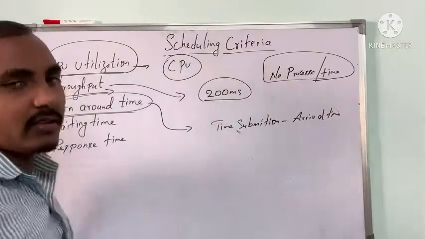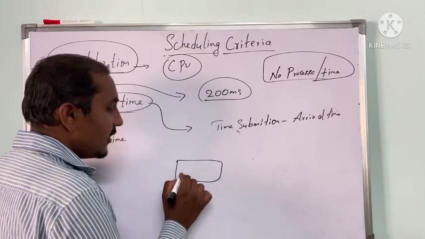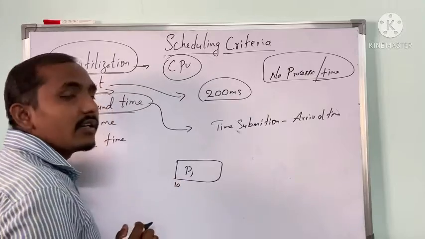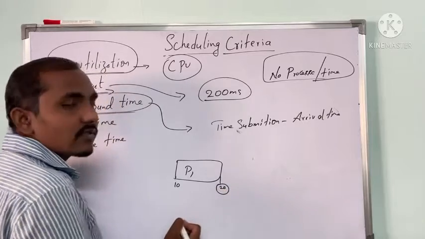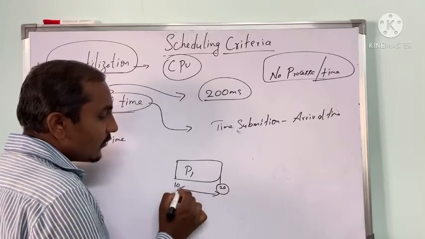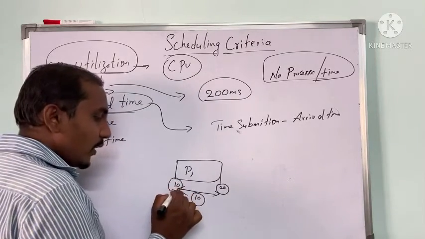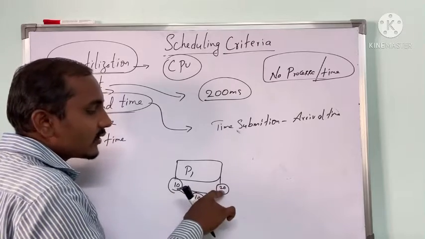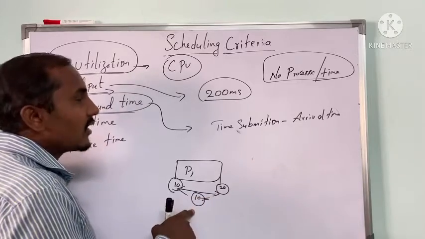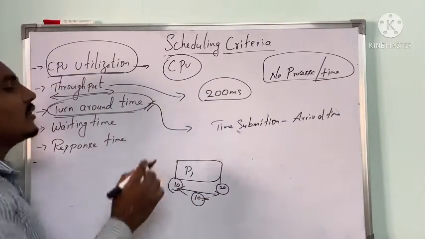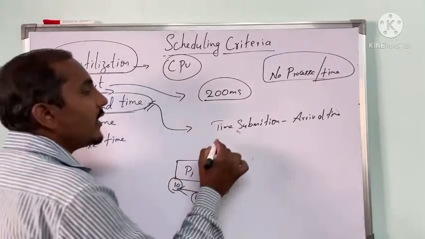What is turnaround time in the sense? For example, if a process P1 has entered at 10 milliseconds and it has completed its execution at 20 milliseconds, how much time has it taken for completion of the execution? 10 milliseconds. So the turnaround time represents the amount of time taken by the process to complete its execution.